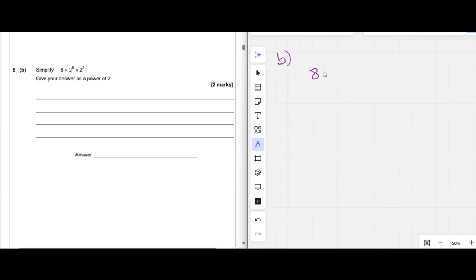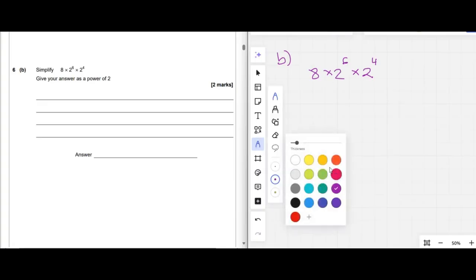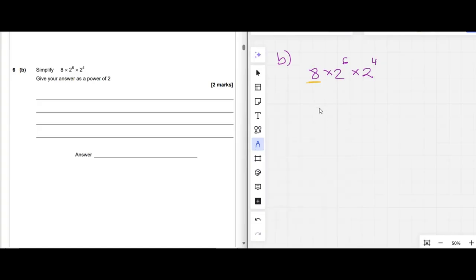In B, we should simplify this and put it as a power of 2. So that 8 is a power of 2. The third power, it's 2 cubed. And the rest without change. And now we have the common base, so we can add the powers, only if there is a multiplication between them. So we have 13 here.